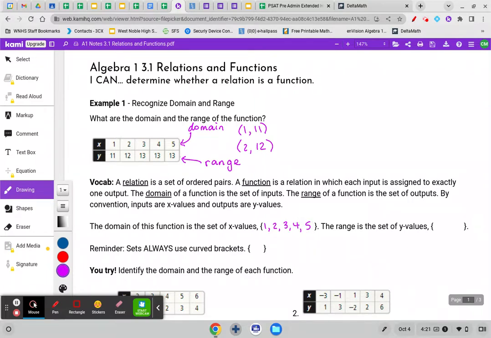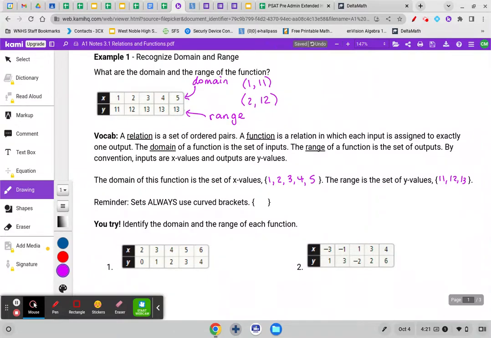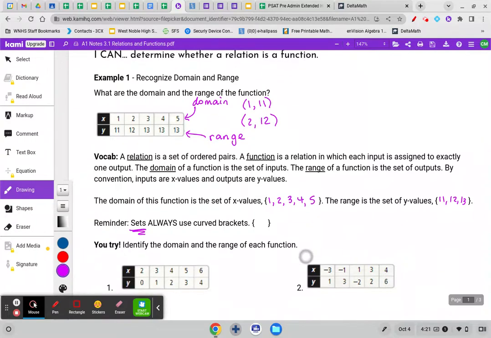And our range is the set of y values. Now notice 13 is actually repeated, so we don't need to rewrite it that many times. We can just say 11, 12, 13. Okay, and a reminder, sets always use curved brackets when we are writing them, and the domain is a set and the range is a set. That's review from right at the beginning of the school year.